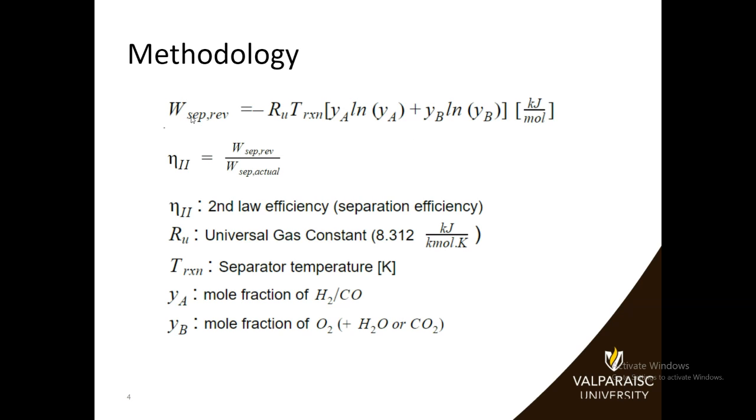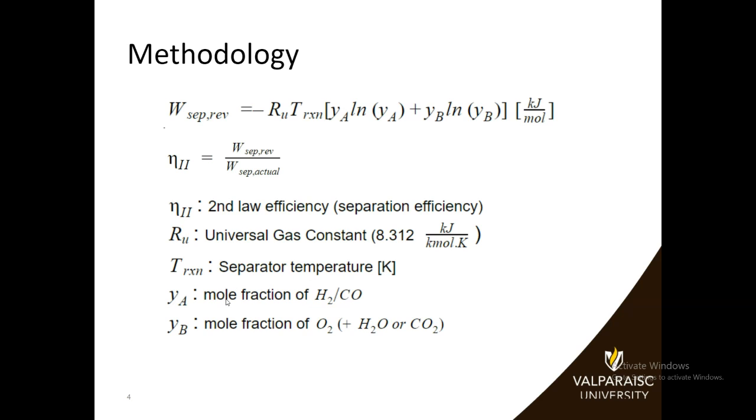So WSEP Rev is the separation work assuming that there's no irreversibilities. It's negative RU times T reaction times YA natural log YA plus YB natural log YB. This whole quantity is in units of kilojoules per mole, where RU is the universal gas constant, 8.312 kilojoules per kilomole Kelvin. T reaction is the temperature at which the separation is taking place, and it's in units of Kelvin.